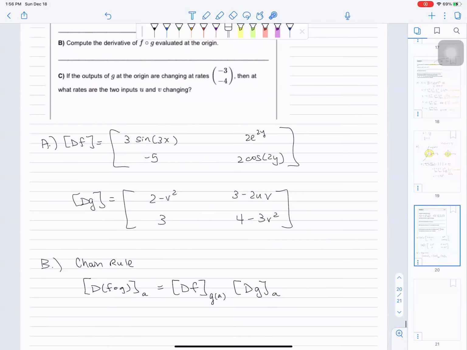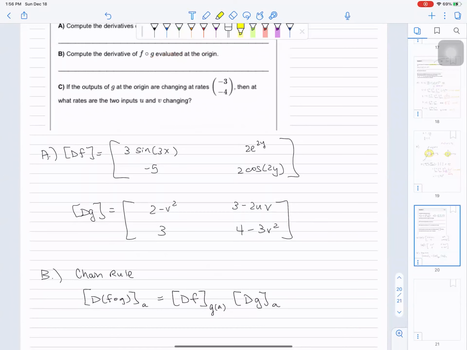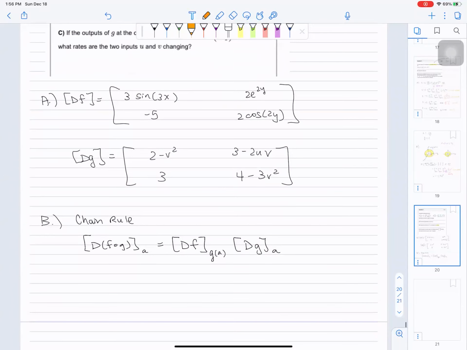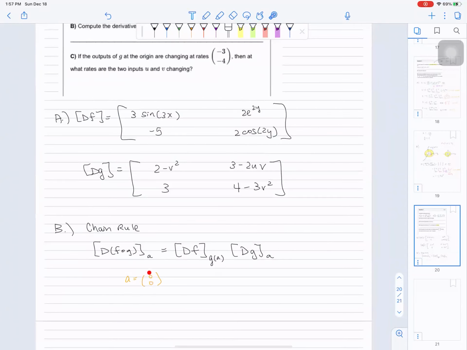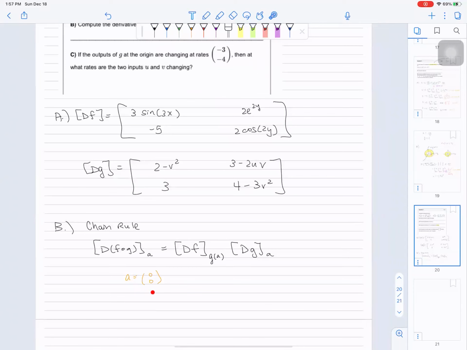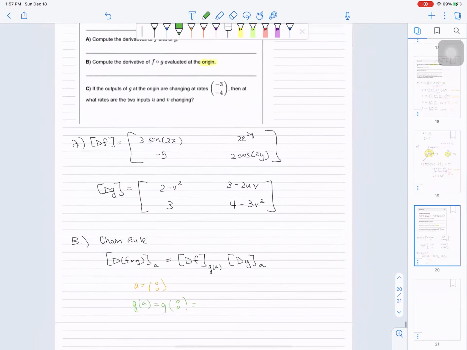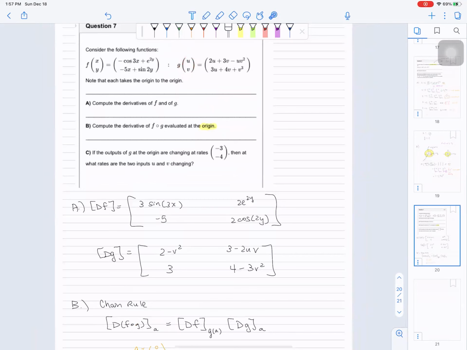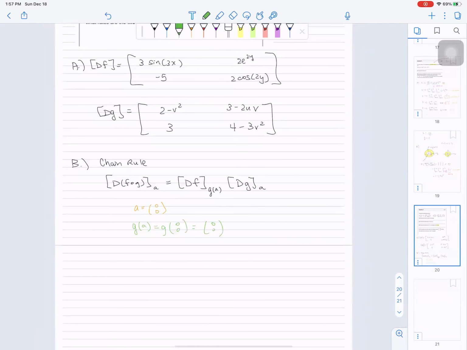Okay, what is our A right now? They're asking for evaluated at the origin. That means my A is 0, 0, the origin. How do I know it's 0, 0 and not like 0, 0, 0, 3 zeros? Well, A should be the input of g, and g has 2 inputs. So I know my origin should be just having 2 zeros. Okay, what is g of A? g of A is g of 0, 0. And I could plug it in here to confirm, but they also tell us each takes the origin to the origin. So I definitely know that g of 0, 0 should also be 0, 0.